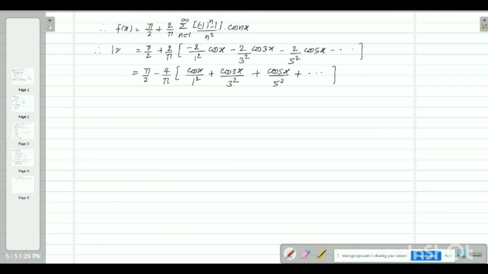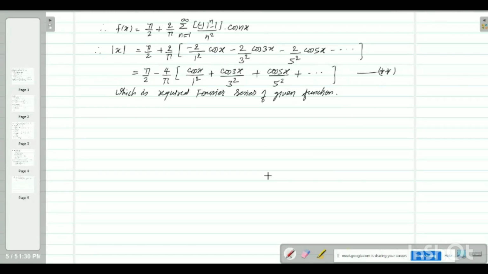f of x is mod of x, which is the required Fourier series of the given function. Name this equation number double star.